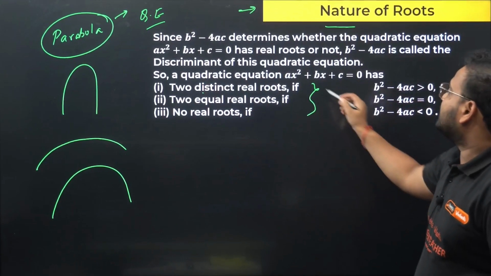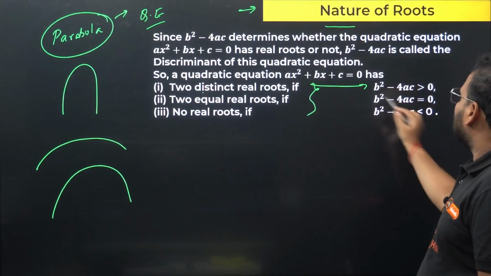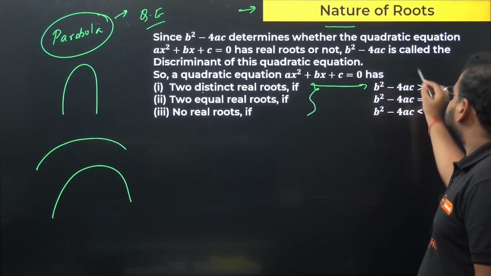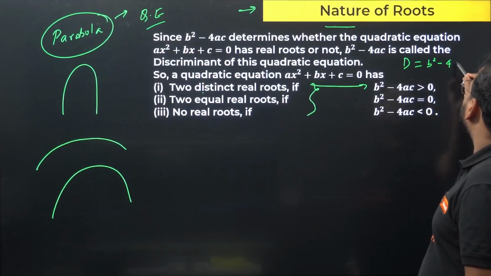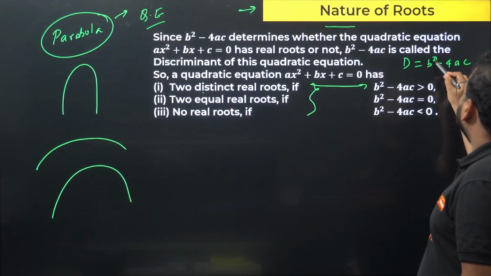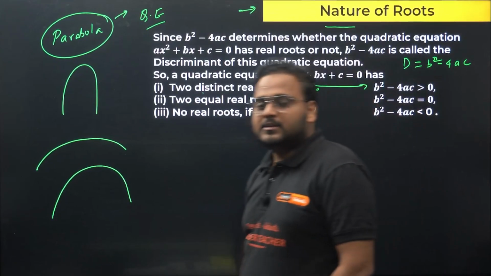Okay, for this particular part we have this. What is this called? Remember, this is called D. This is nothing but D equals B square minus 4AC. Remember, this is called the discriminant.